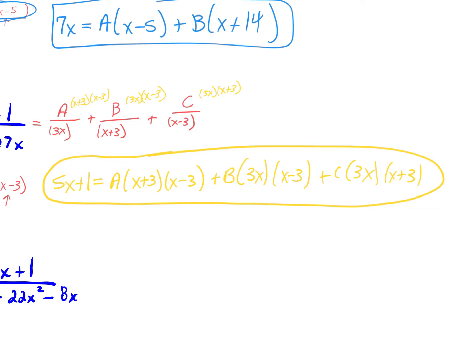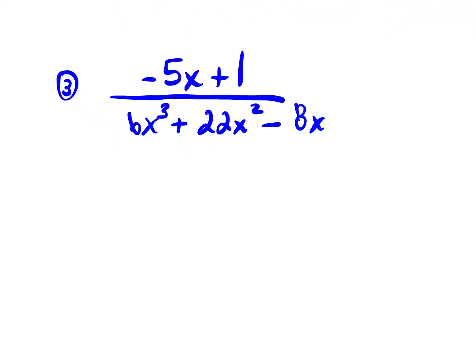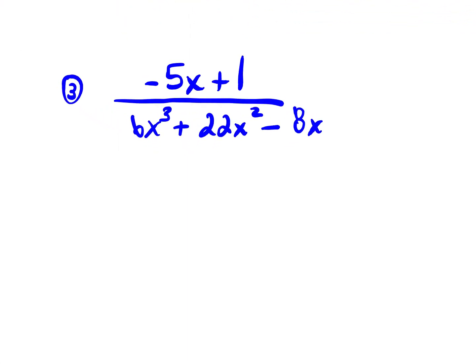Okay, let's look at 3. What do we notice about 3? GCF? 2x, good. So I'm going to pull out that 2x, and I'm left with 6 divided by 2 is 3, so 3x squared. 22 divided by 2 gives me plus 11, and then I have x. Negative 8 divided by 2 is minus 4.